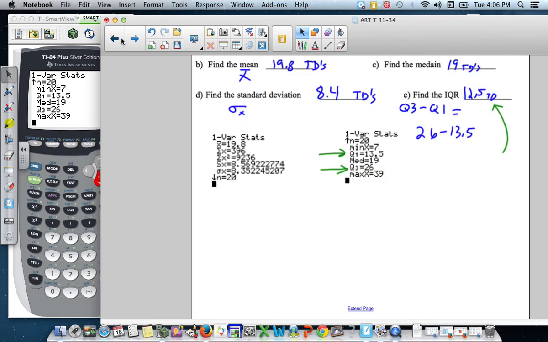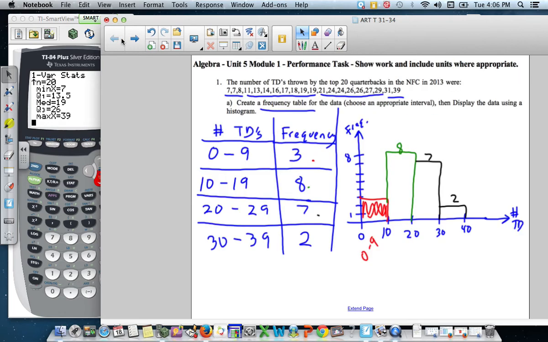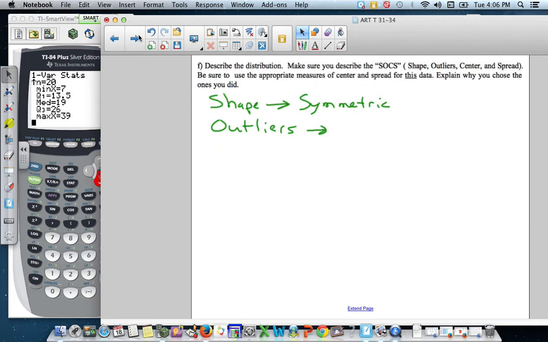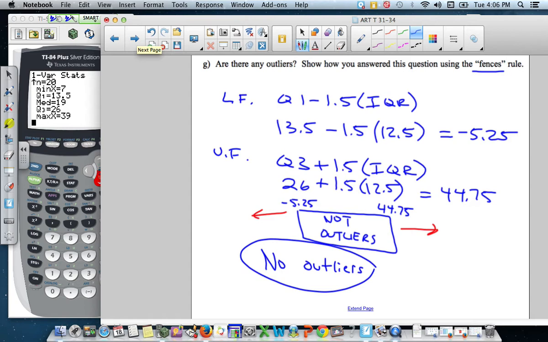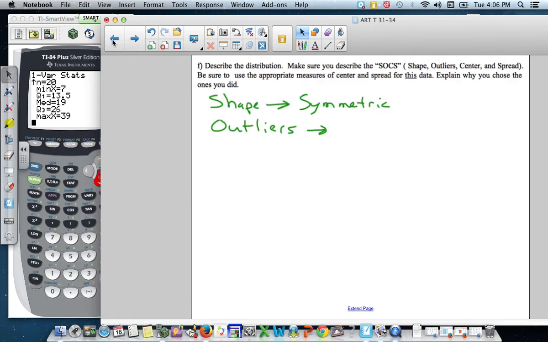So I inspect my data. Do I see any numbers lower than negative 5.25? No, because the lowest is 7. The highest is 39. That's not above the upper fence either. So my answer here is that there are no outliers. But remember, you can't just show that, you have to show the fences. So that's what we did here and here. So now going back to the previous problem, I can finish that and say there are no outliers.